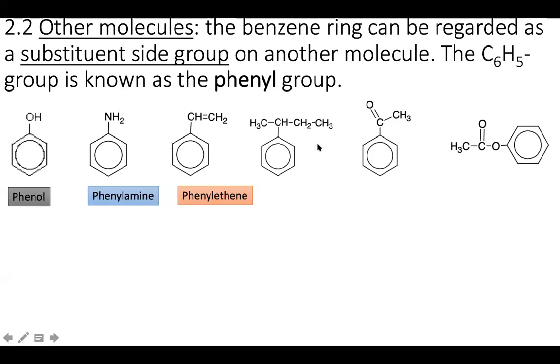Next, now you have 1, 2, 3, 4 carbons. So that looks like butane, butyl benzene. However, the problem is the benzene group is hanging off on the second carbon. So I hope you can see here that the benzene ring is actually your side group, and that's your principal chain. To name this, we call this 2-phenylbutane. So that means the benzene, the phenyl, is hanging on the second carbon of your butane.